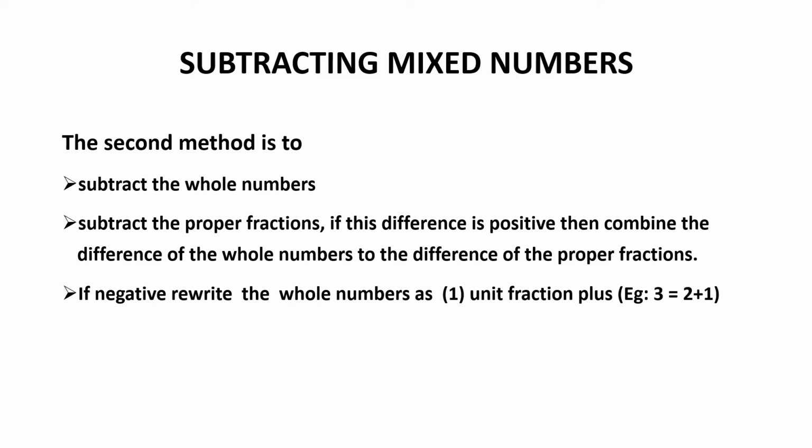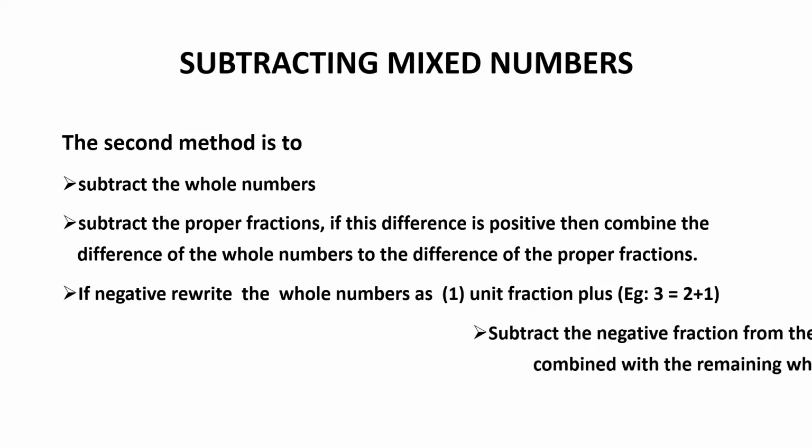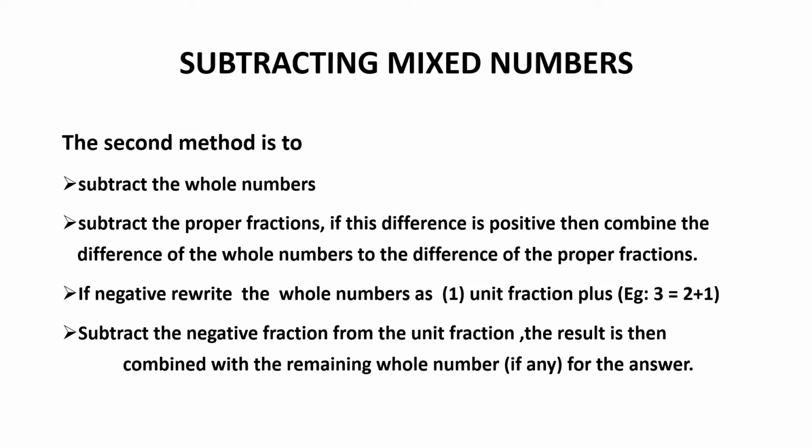Now, if the difference is negative, we'll have to rewrite the whole number part of the problem, express it as a unit fraction plus the remainder of the whole number. For example, if you have 3, we'll break it down into 2 plus 1, because the 1 can be expressed as a unit fraction. Then we subtract the negative fraction from the unit fraction.